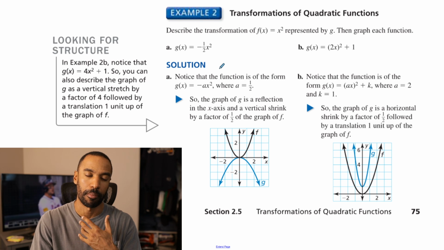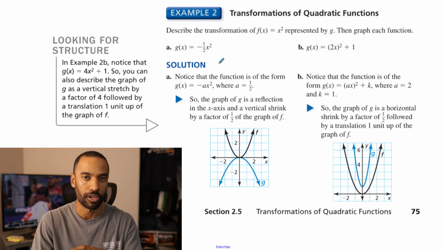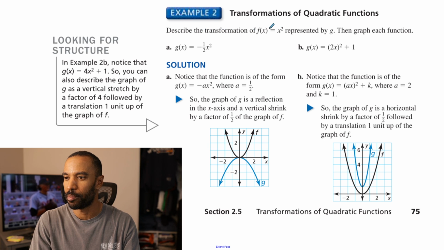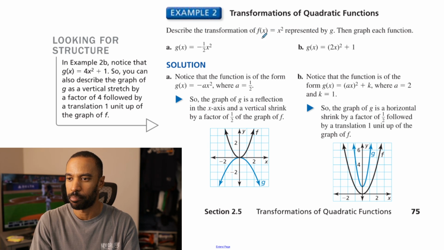I'll talk about them, but I'm also probably going to transform them into verticals whenever I feel it's right. All right. Describe the transformation of f of x equals x squared represented by g. Then graph each function. So here's the parent function, and this example, part A, is negative 1/2 x squared.